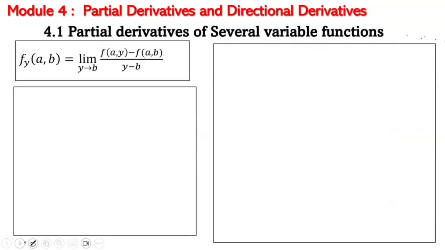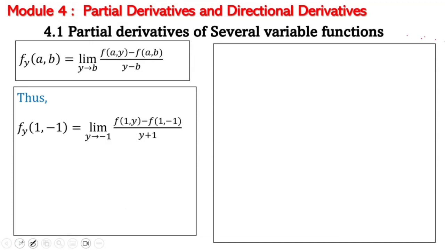Now the second part is, it says that we have to calculate f_y(1,-1). So here we are trying to define it a little bit in a different way. This can be written as limit y tends to b of f(a,y) minus f(a,b) over y minus b. So for f_y(1,-1), a equals 1, b equals -1. So this gives you f(1,y) minus f(1,-1), and the denominator is y plus 1, and the limit is y tends to -1.